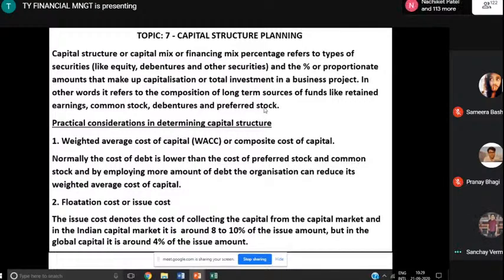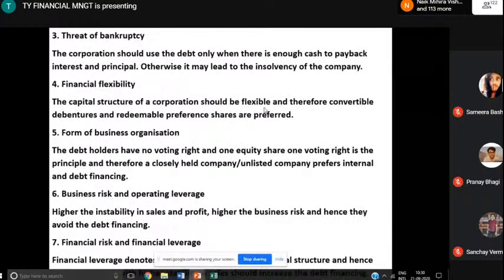For example, 1000 crore issue. To collect 1000 crore, you are incurring 100 crore. What is the percentage? 10%. What is the next point? Threat of bankruptcy. Any confusion? The corporation should use debt only when there is enough cash to pay back interest and principal. Right? Next, financial flexibility.